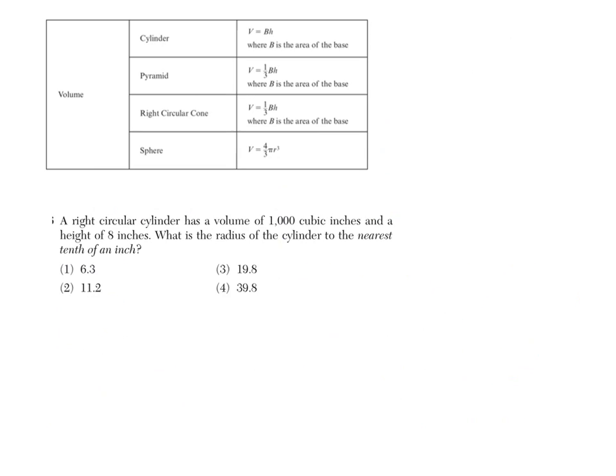Alright, moving on to cans. The right circular cylinder is a can, and they're telling us the volume, and they're telling us the height, but what they're not telling us is the radius. They're asking us to round. There's a lot of information right off the bat.